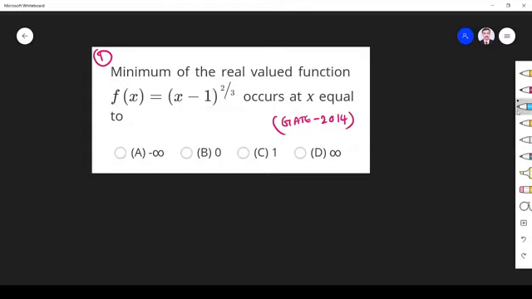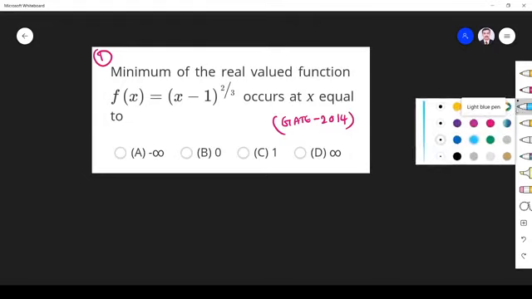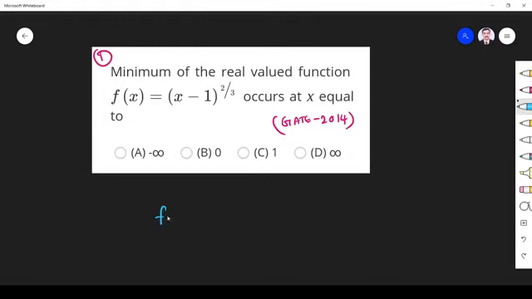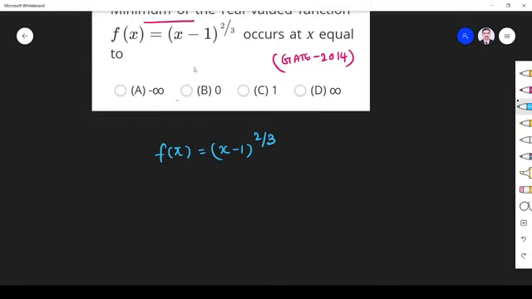I request you to see my video on maxima and minima, then only you will understand the procedure of the problem. So before watching this video, please refer to my video on maxima and minima. What they gave is f of x is equal to (x minus 1) whole power 2 by 3, and they ask what is the minimum value of this function, where it occurs. So they ask the location of the minimum value.